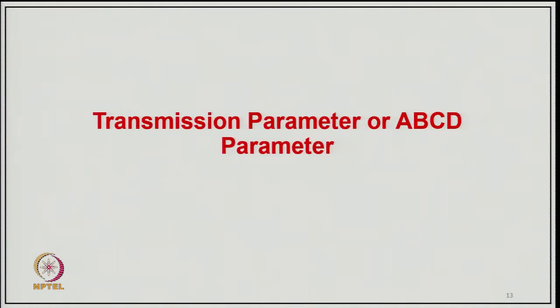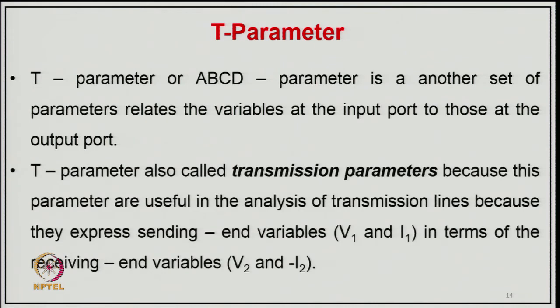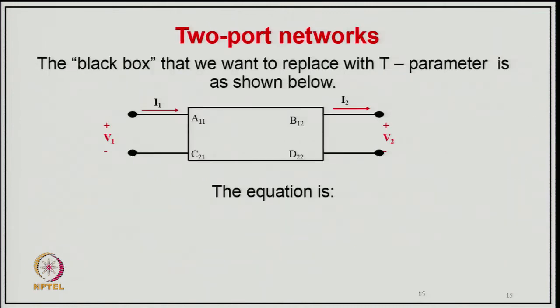So, coming now to transmission parameters, or transmission line parameters, which we normally call ABCD parameters. These are also called T parameters, another form of parameters relating the variables at the input port to those at the output port. T parameters are also called transmission parameters because they are useful in the analysis of transmission lines, because they express sending end variables like V1 and I1 in terms of receiving end variables like V2 and I2.